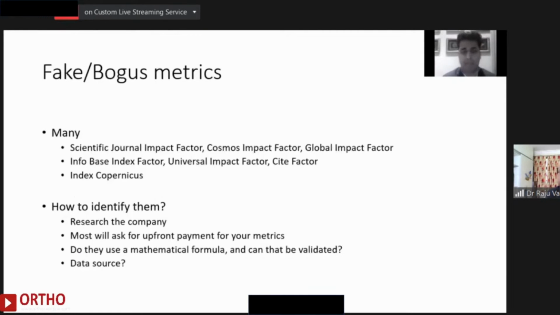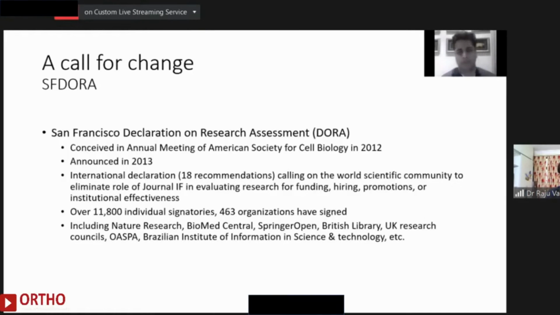In addition, many bogus or fake metrics came out, like the Scientific Journal Impact Factor, or the Cosmos Impact Factor, or the Global Impact Factor, and others which you can see here, which were basically asking for upfront payment for your metrics. And we had no clue whether they used a mathematical formula or whether they evaluated, and what the data source was. And the company also was iffy. So therefore, there was a lot of antagonism to these different journal metrics, which are used as the publication metrics.